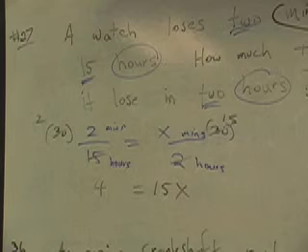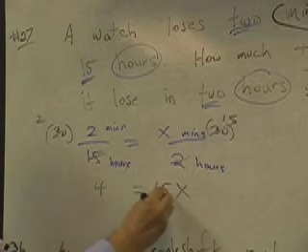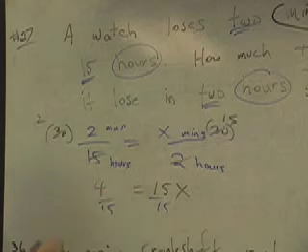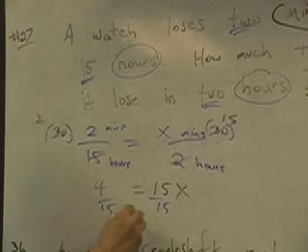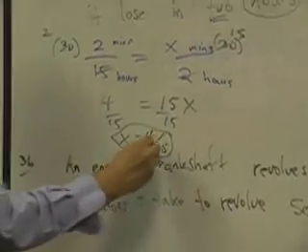Good. We're almost done. What do we do to the 15 on both sides? Divide by 15 on both sides. And our final answer is x equals 4 over 15. And I'm just going to put that in a box. It's not a box. There it is.